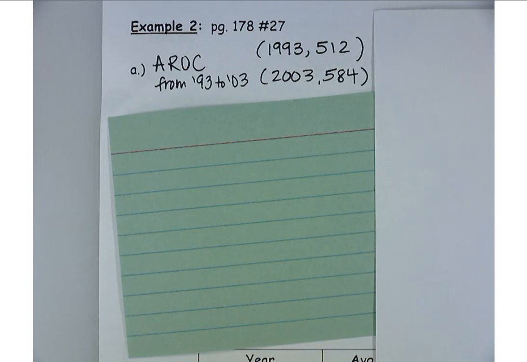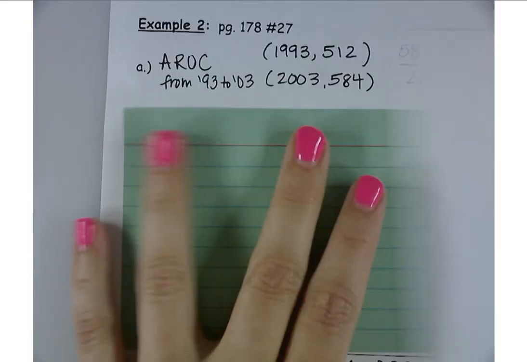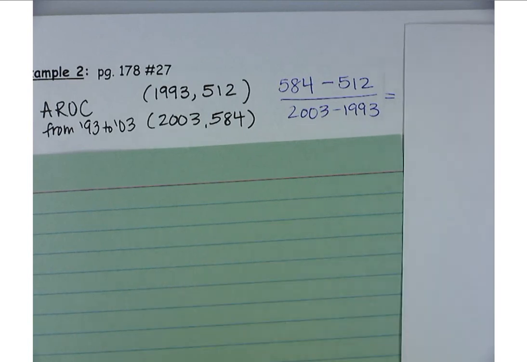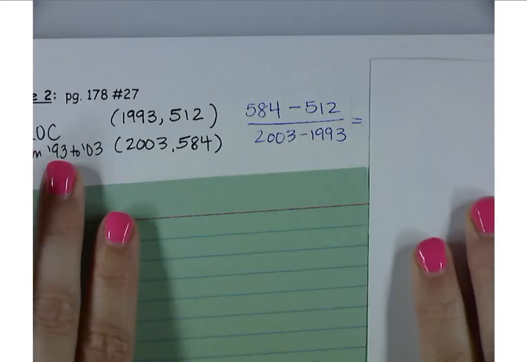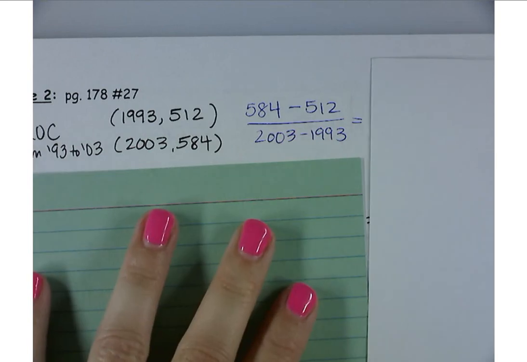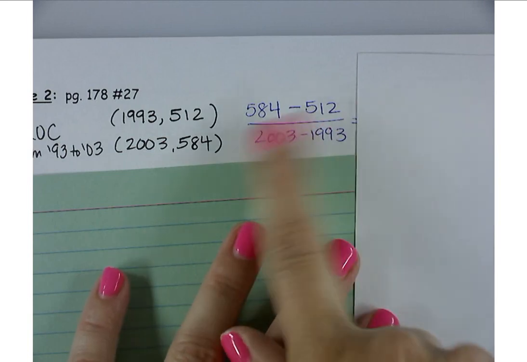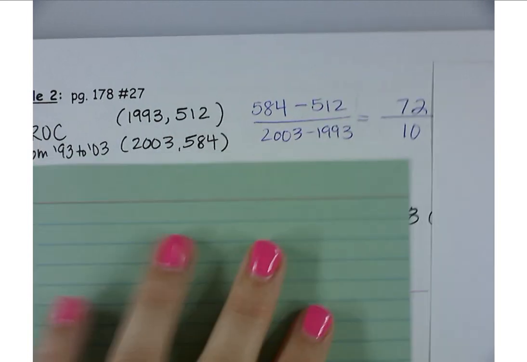So for the first one, I wrote out the equation that I was using, the 584 minus 512 over 2003 minus 1993. The change in your x values is just going to be the change in the years. So you guys are going to be able to do that mentally. Between 2003 and 1993, how many years had passed? 10, okay? So we know it's going to be 10 on the bottom. And then you guys can subtract. So 4 minus 2 is 2. 8 minus 1 is 7. So we have 72 over 10.